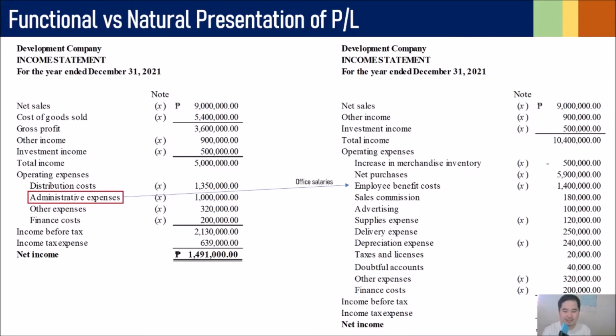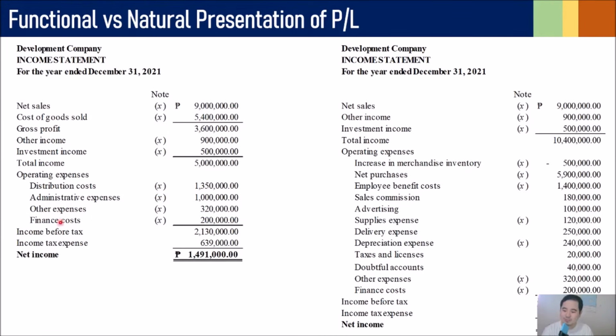So, pwede pong siya ay office salaries, depreciation of office equipment, taxes and licenses, at saka po doubtful accounts. So, di ba? Dito sa functional presentation, by function. Dito sa natural presentation, kung ano talaga siya. Okay? So, ganun po yun.